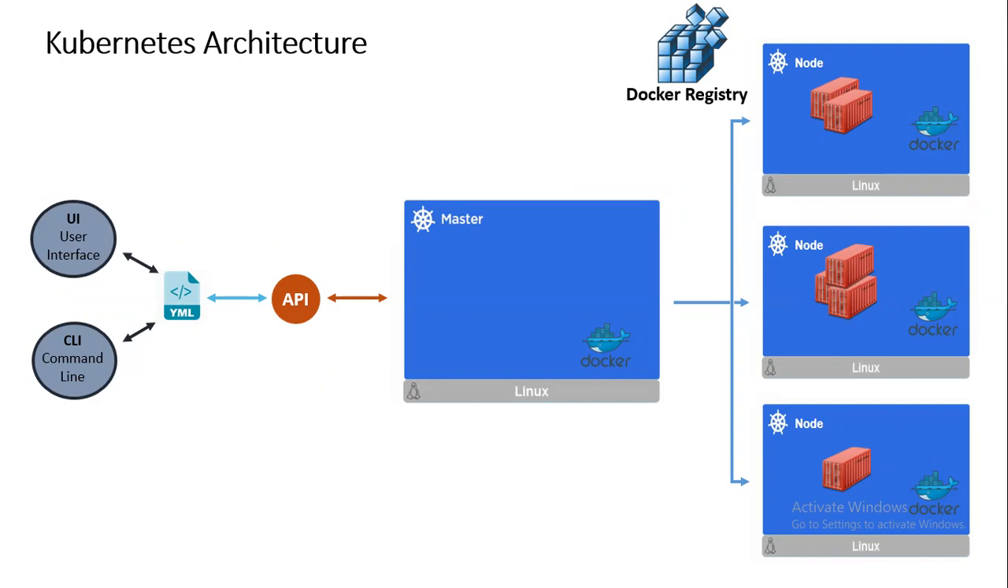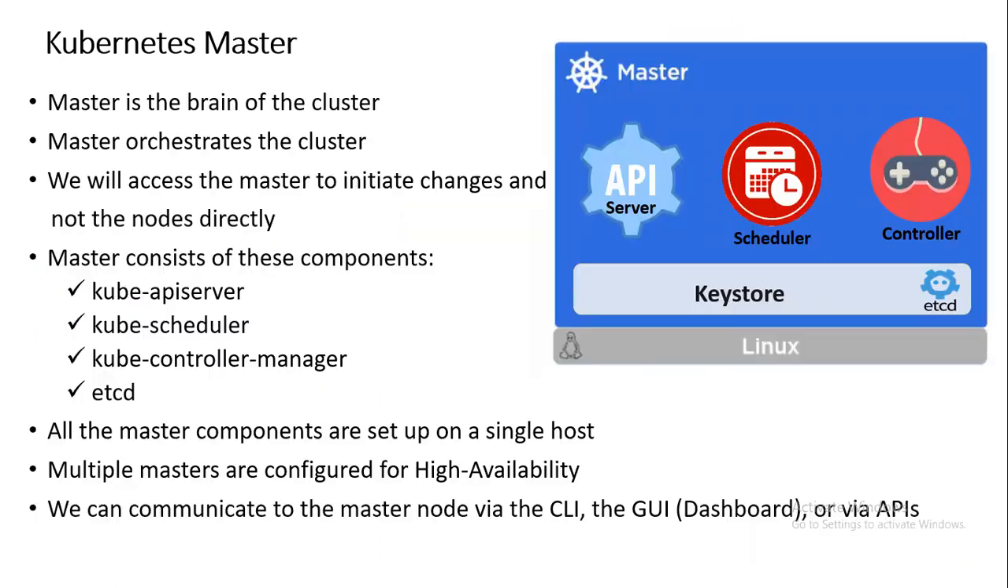Now, if you go a little deeper into the components of the master and the slave or worker, we need to know certain things. Basically, the master has four important components. Those are called etcd, controller, scheduler, and API server. Now, let's see all these things one by one.